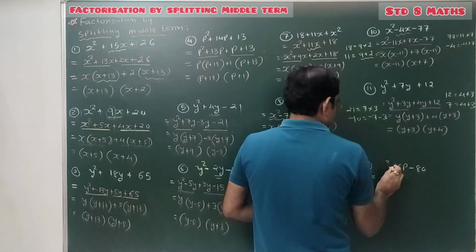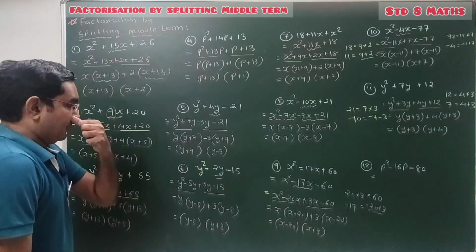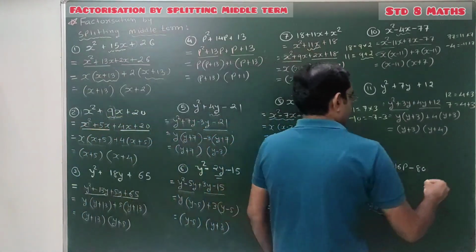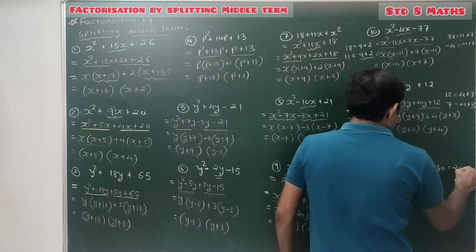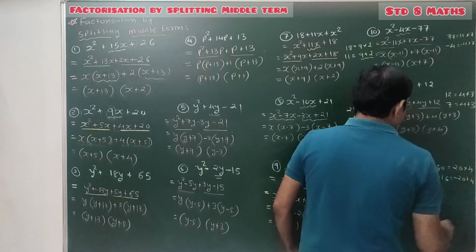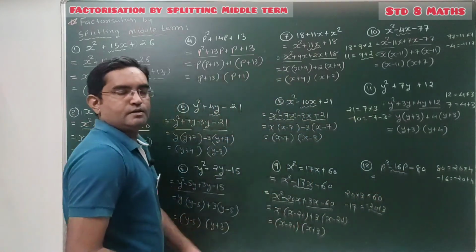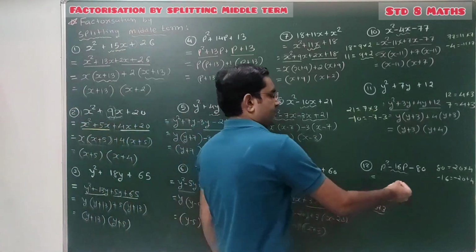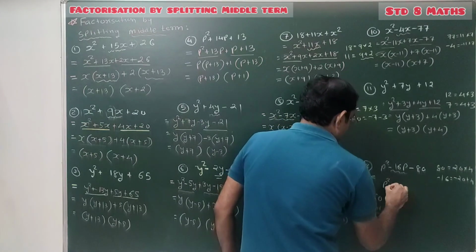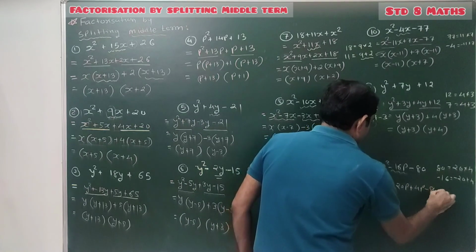Last, p square minus 16p minus 80. Factors of 80 whose subtraction is 16. We can write 80 as 20 times 4. So minus 16 is nothing but minus 20 plus 4. So how do we split the middle term minus 16p? As minus 20 plus 4, because we have to find the factors of 80, which are 20 and 4. Done. So this one is p square minus 20p plus 4p minus 80.